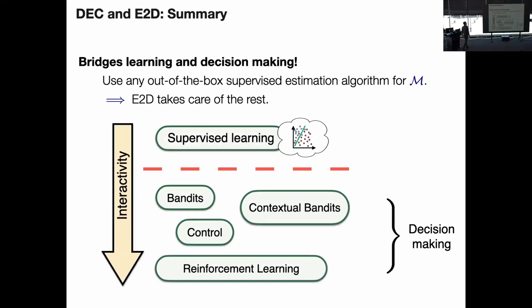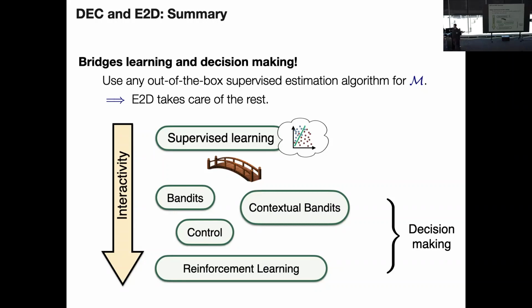Okay, now zooming out. One reason why I find these results exciting is because they're giving a way of taking supervised learning or estimation, which is this passive problem, and bridging the gap between this and interactive decision making, which is this active problem, right? So the point here is, you can pick whatever algorithm you want to do estimation or learning, and as long as you're doing this estimation well, this estimation-to-decisions principle is going to take care of the rest.